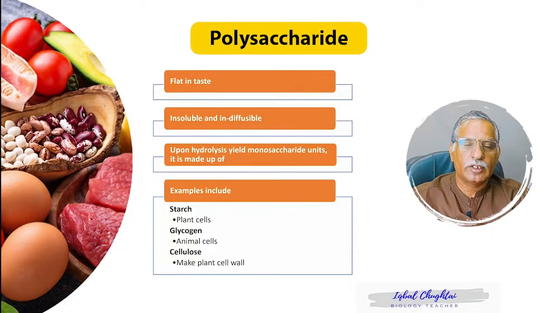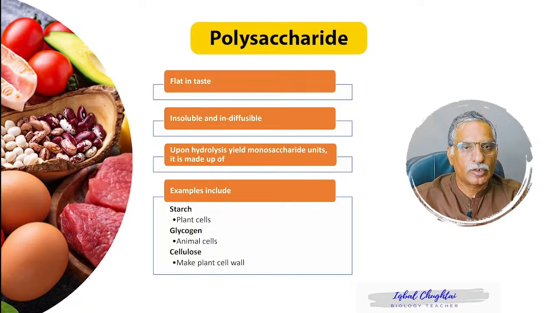Remember one thing, when these polysaccharides are hydrolyzed, they are digested or broken down, they release the monosaccharide units they are made up of. Starch, glycogen, and cellulose, these three polysaccharides are made up of glucose. So when they are hydrolyzed, they are likely to yield glucose.